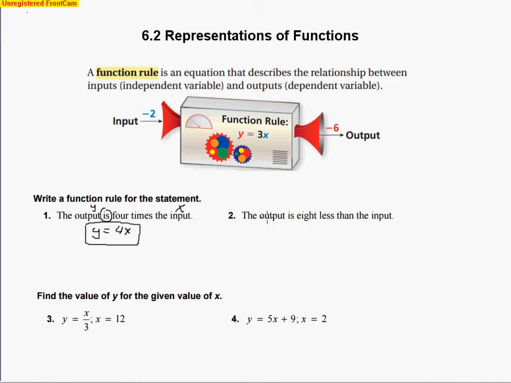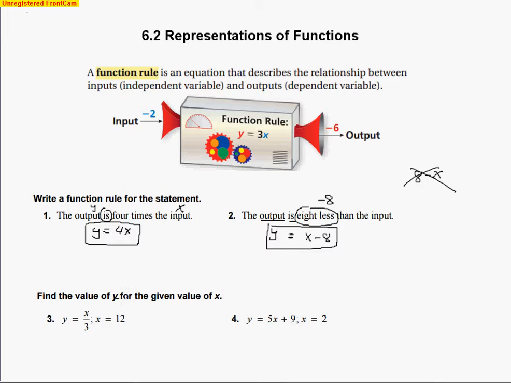Well, over here it says the output, which is y, is means equals 8 less than the input. 8 less than means that I'm going to take 8 away. So 8 less means -8. So I need to take 8 away from that input. So it's got to be in this form here. Otherwise, if we had switched it around and did 8 minus x, this would be x less, or the input less than 8. And so that would be wrong. So we've got to write it as 8 less than the input.